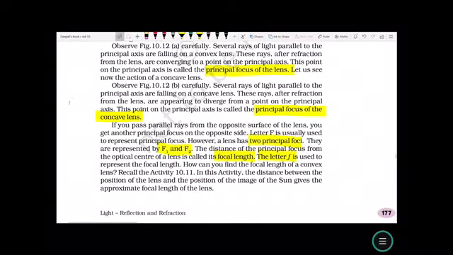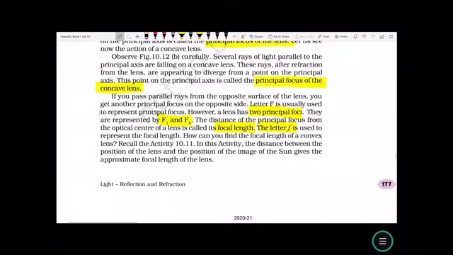If you pass parallel rays from the opposite surface of the lens, you get another principal focus on the opposite side. The letter F is usually used to represent the principal focus. However, the lens has two principal foci. They are represented by F1 and F2. The distance of the principal focus from the optical center is the focal length, and the letter F is used to represent the focal length.